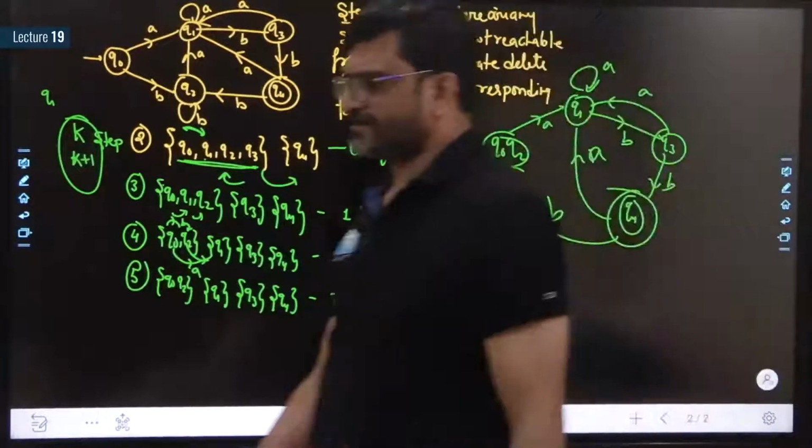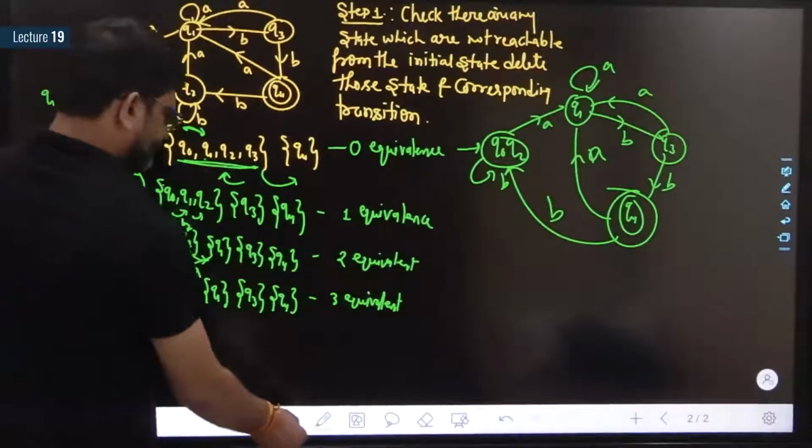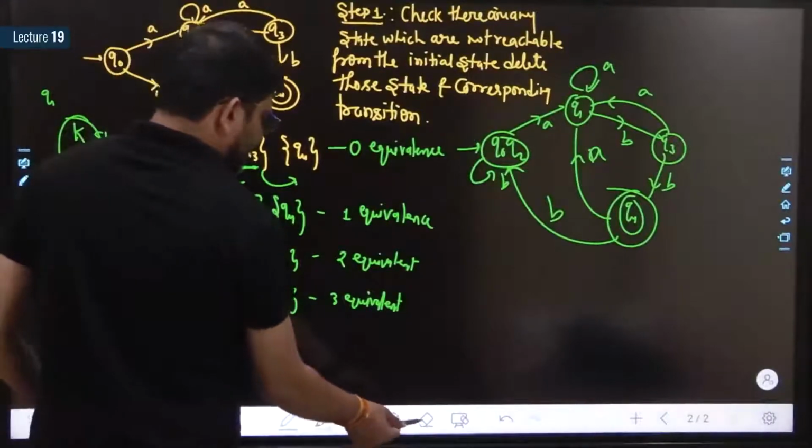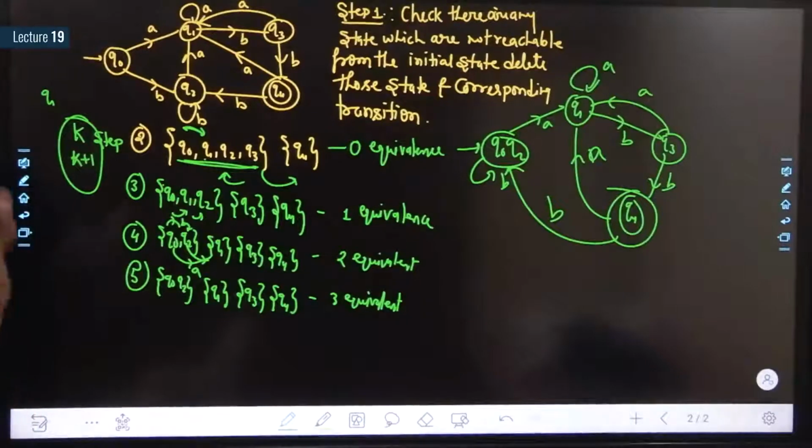See, another method for minimization: the table method, which we have already seen in DFA.